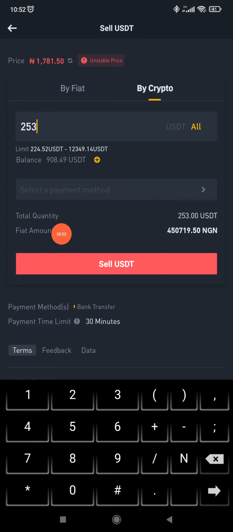Now if you come here, you will see total quantity 253, which I put, and then it's going to now put the fiat amount, which is the Naira amount, which is about 450,000 Naira, 750,000 Naira, 719 Naira, 50 kobo. Now this is the amount I'll be receiving in my bank account. Very important. This is the amount I'll be receiving in my bank account, because at this point, what next to do is see this tab, this space here.